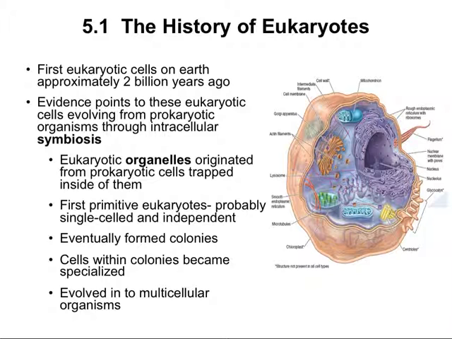So it's suggested that the first eukaryotic cells were probably single-celled and independently living. Eventually, however, they probably formed colonies. And within these colonies, certain cells became specialized for things like feeding, locomotion, or reproduction. After they became this specialized, they lost their ability to exist independently. And thus, we have multicellular organisms arising from these eukaryotic cells.